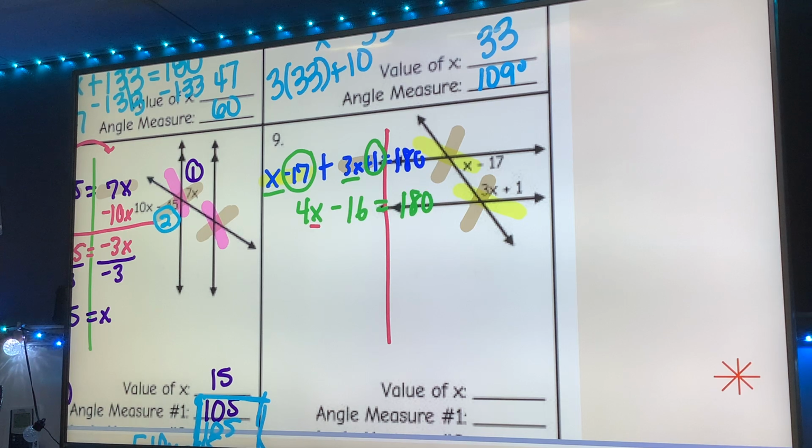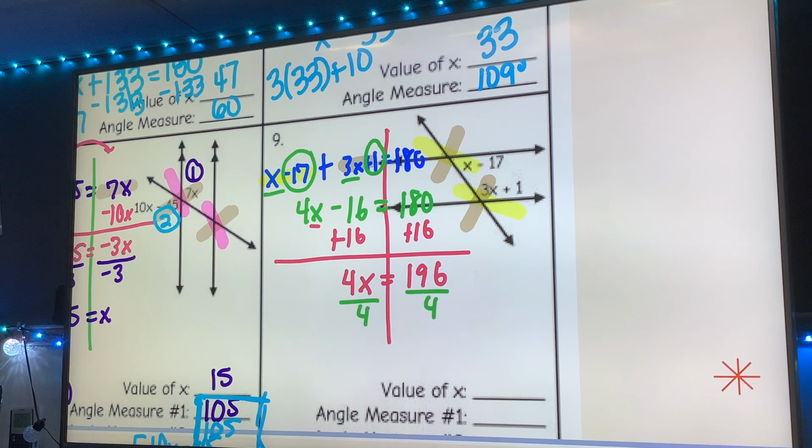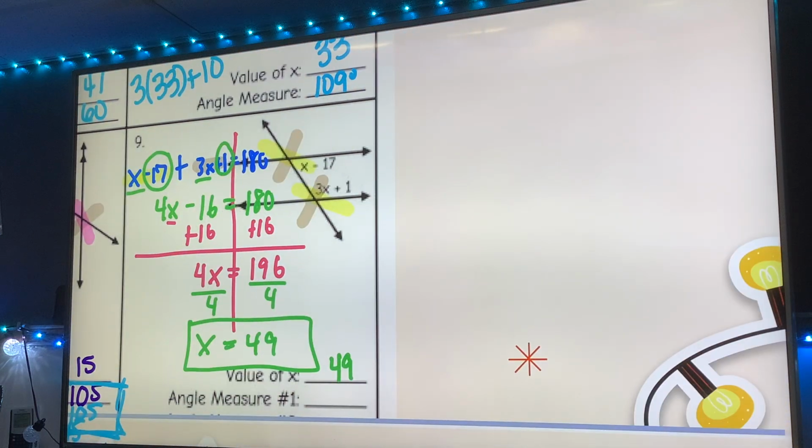Isolate x. To do that, get rid of that negative 16, the opposite of negative 16 is adding 16 to both sides. So I'm left with 4x equals 196. Now I have to divide by 4 to both sides. Therefore, x is equal to, what is that? 49, right? Because 50 times 4 is 200 minus 4 is 49, perfect. That is my x value. That will go for this first blank, and as always, they want both the angles, so I'm going to measure this first one. This will be angle number 1.